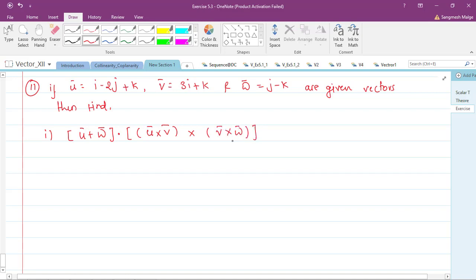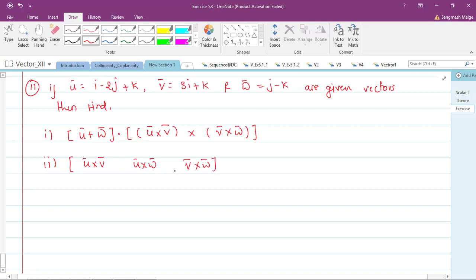Okay, so this is the first question, and the second question is like this: the box product of u bar cross v bar, v bar cross w bar, u bar cross w bar and v bar cross w bar.